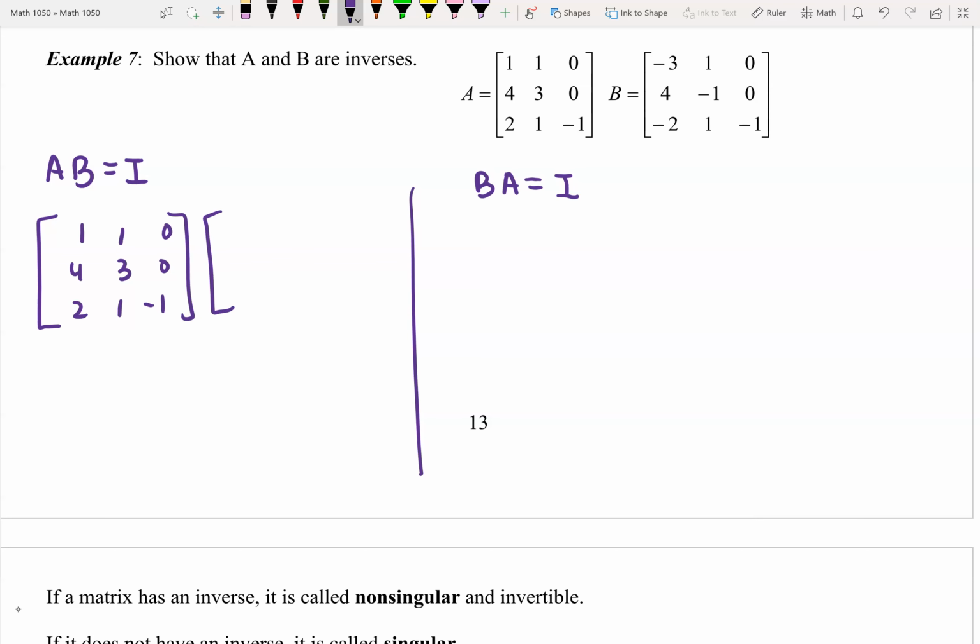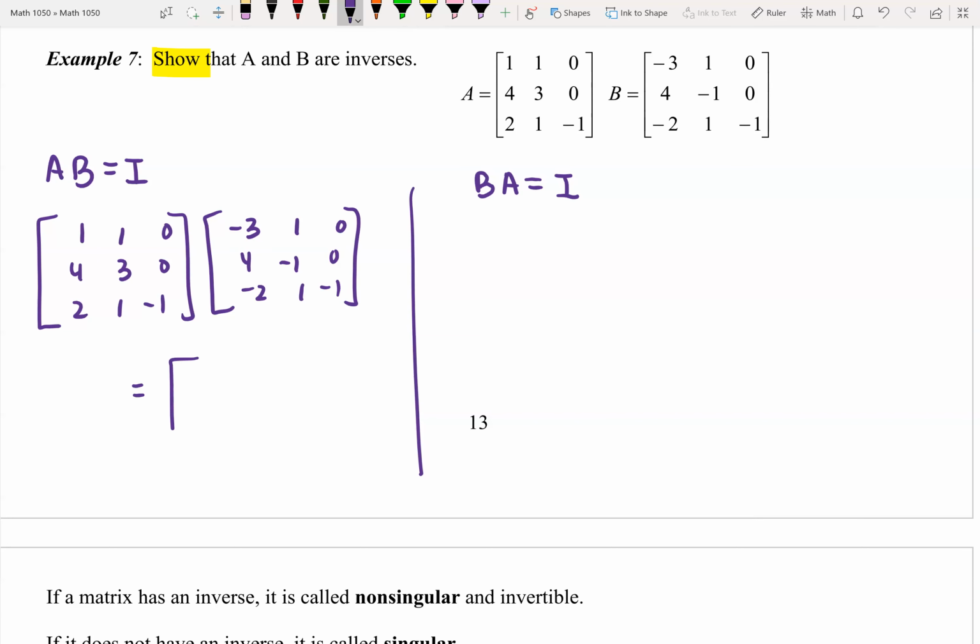Right next to it, write matrix B and multiply those together. Now, I'm going to show you how to figure it out without doing it. It says show. Well, if it was false, it wouldn't say show. It would say determine if, right? So show means it's true.